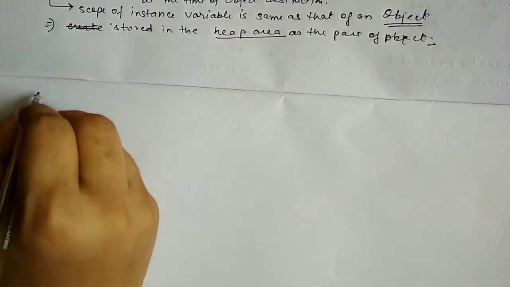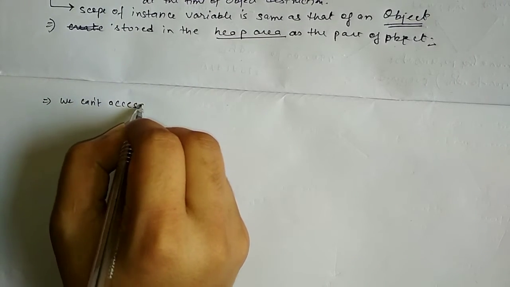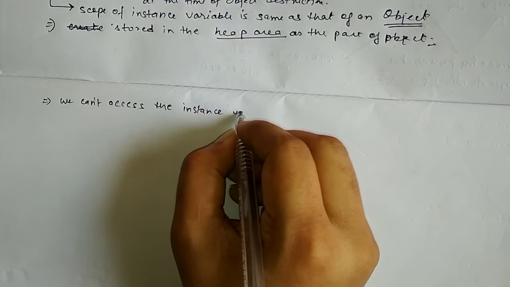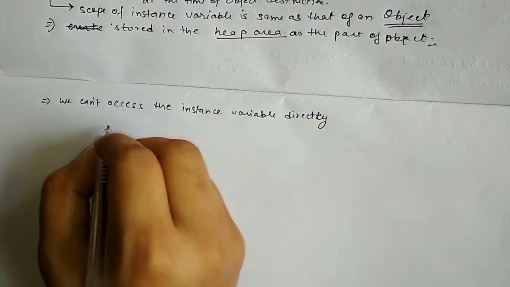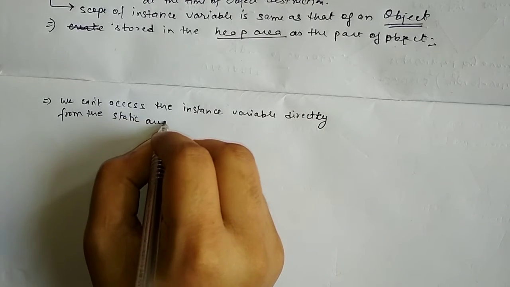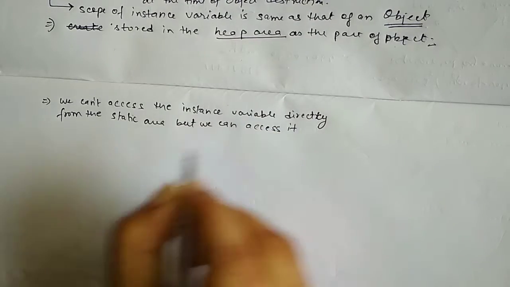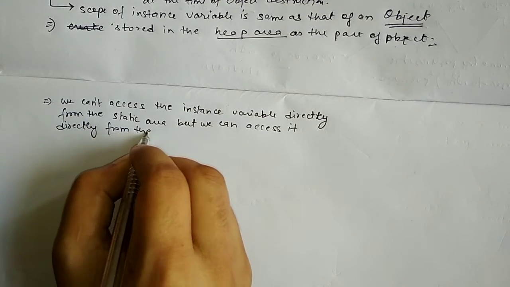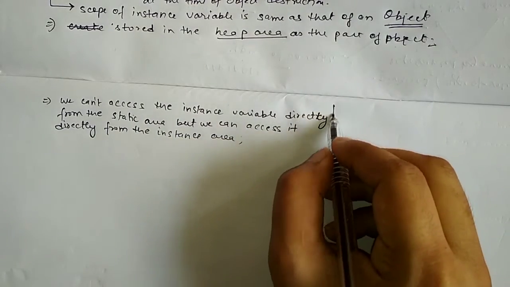So what is the next point? We can't access the instance variable directly from the static area, but we can access it directly from the instance area. So what does this mean?